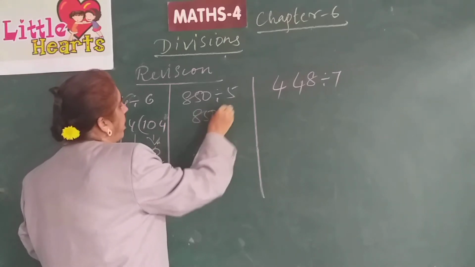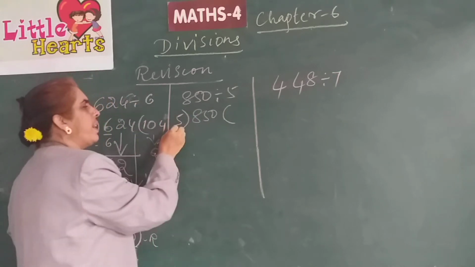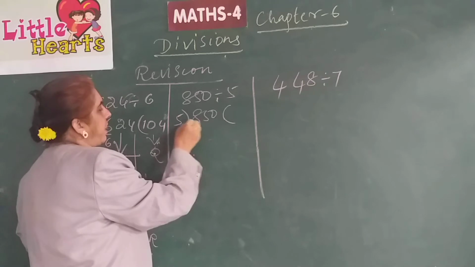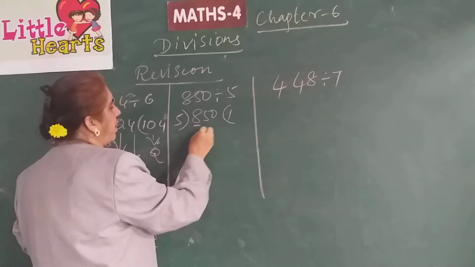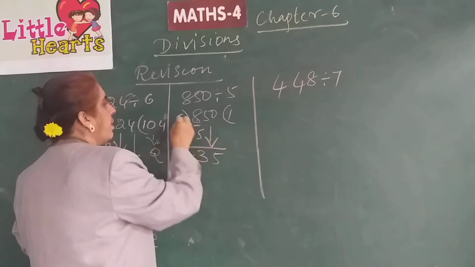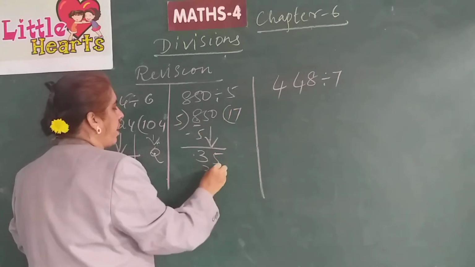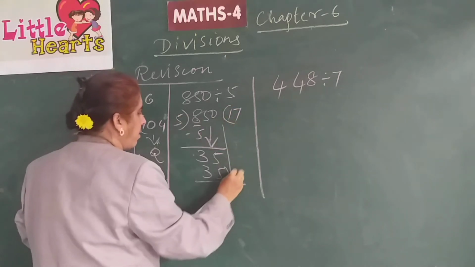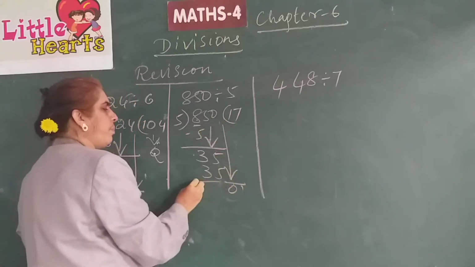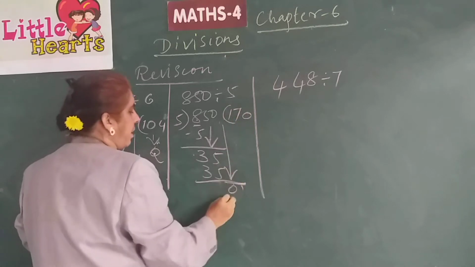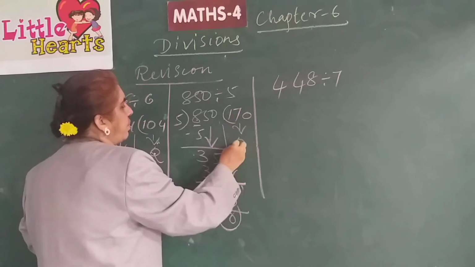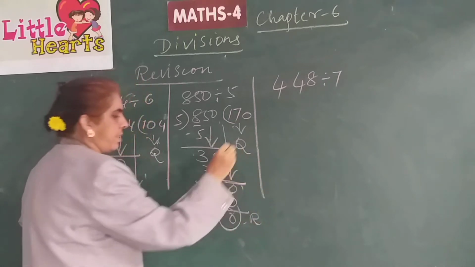850 divided by 5. 5 is the divisor, 850 is the dividend. The hundreds place digit 8 is greater than 5. Take 8. 5 1s are 5. 8 minus 5 is 3. Bring down 5. 5 7s are 35. Bring down 0. Don't leave it like this. Every brought down number should be divided. 5 zeros are 0. So 170 is the quotient and this is the remainder.